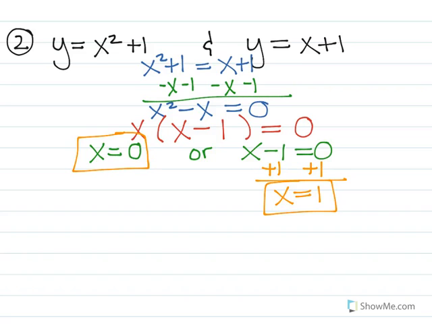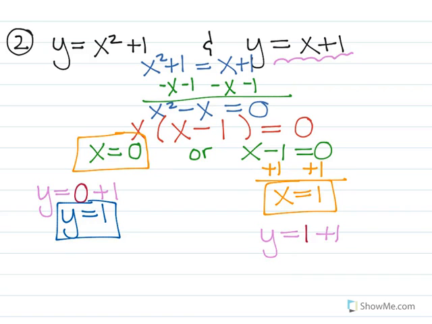Now I need to find the y values, so I'm going to use the easier equation, which is y equals x plus 1, to figure it out, and I'm going to use each of the different x values. So I have 0 that I need to substitute in, as well as 1. So I end up with y values of 1 and 2.